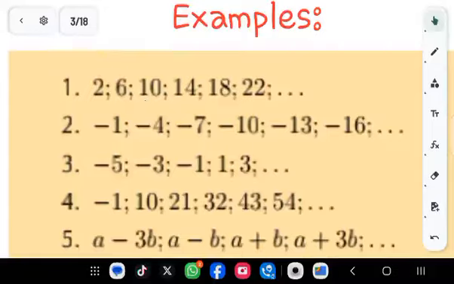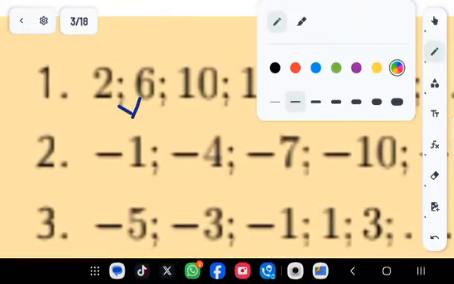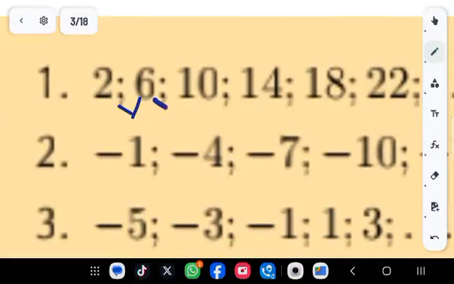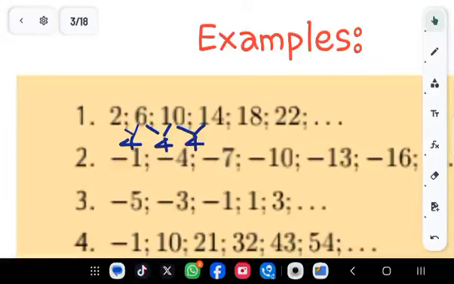Now here are some examples. Here is how you figure out whether it is a linear pattern or an arithmetic sequence or not. You find the difference between the consecutive terms. T2 minus T1, in this case it's 6 minus 2, that gives us 4. And then the next one we go 10 minus 6, that also gives us 4. 14 minus 10, that also gives us 4. Now you can see the difference is constant and that difference is 4.